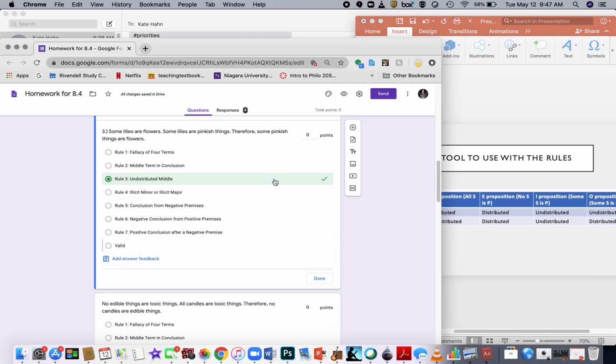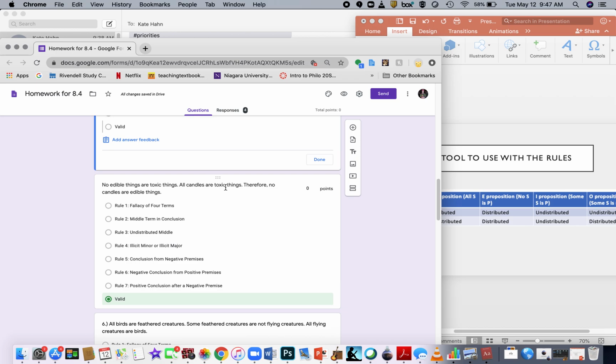This one we have an undistributed middle. Our middle term is the term that shows up in both of the premises, but ideally not in the conclusion. If it does show up in the conclusion, you have a rule violated. That's middle term in the conclusion. Middle term is lilies. Both premises are I propositions. With I propositions, both terms are undistributed. So middle term has no chance of being distributed, and you have rule 3 violated.